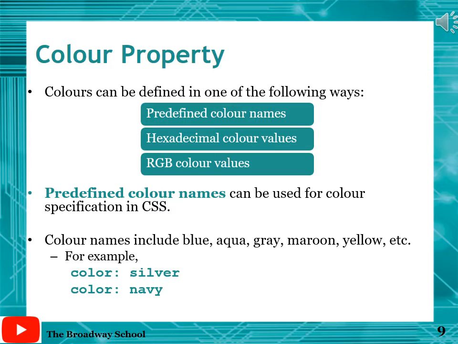Now here we have color properties. Color can be defined in one of the following ways: predefined color names, hexadecimal color values, or RGB color values. Any method can be used. Predefined color names can be used for color specification in CSS. Color names include blue, aqua, gray, maroon, yellow, etc. For example, color colon silver, color colon navy.